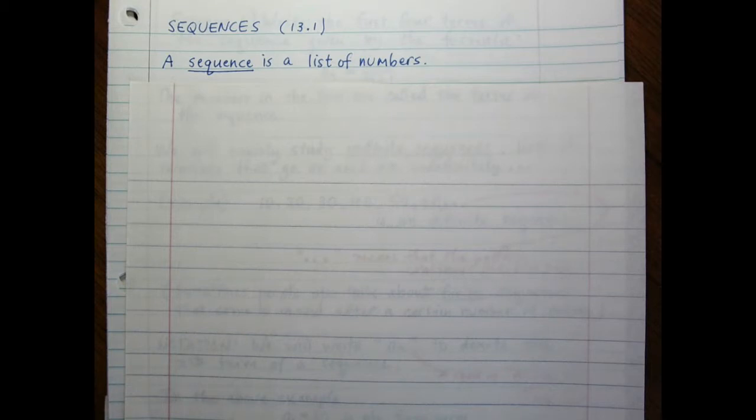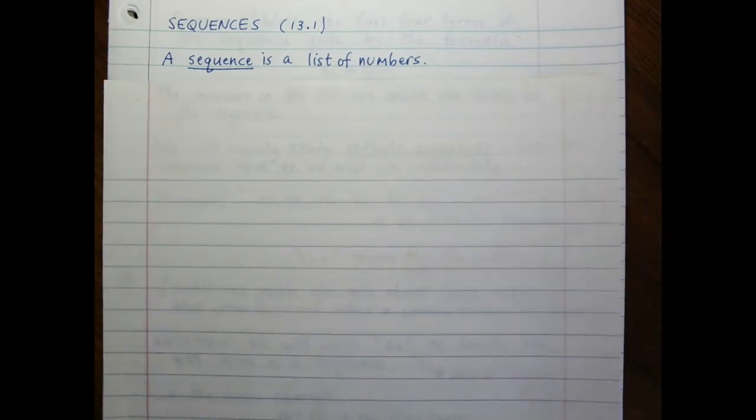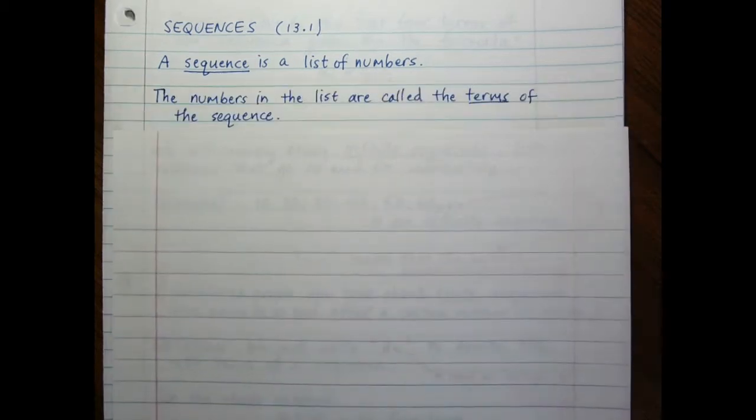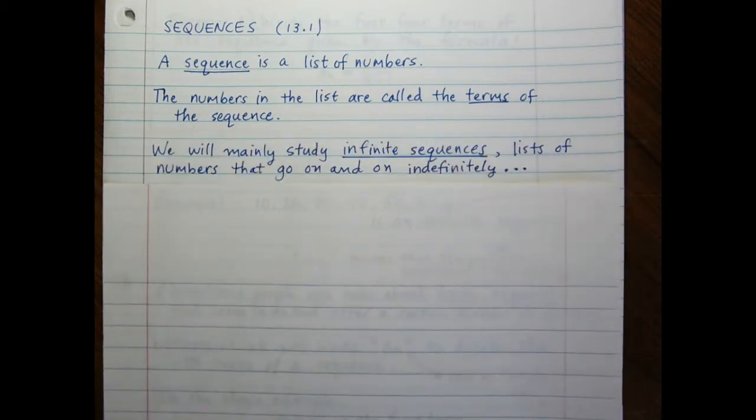So in this video we're going to start chapter 13. 13.1 is called sequences. In math, the word sequence is what we use for a list of numbers. The numbers in the list are called the terms of the sequence. We're mainly going to study infinite sequences, lists of numbers that go on and on indefinitely, forever.